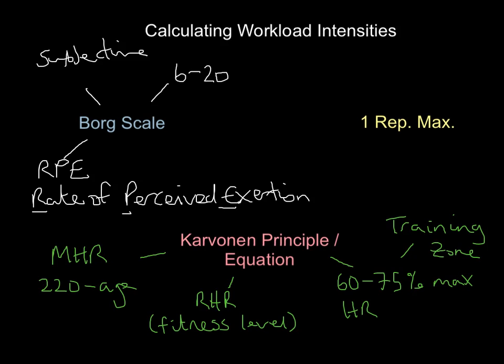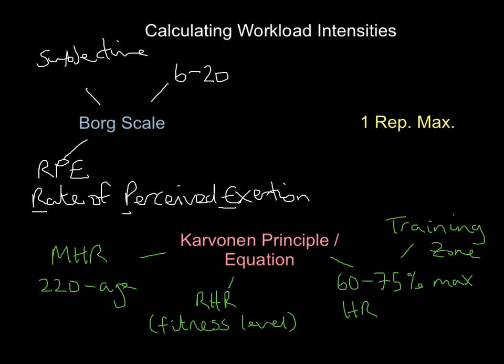We have had it in the past, a question that says, how would you calculate the workload intensities for a continuous training program? Now, what that wanted was for you to talk about Borg scale and Karvonen, but not the 1 rep max. What is a continuous training program? It's where you work for long periods of time without rest and you work at a set pace. That's got nothing to do with weights and reps and sets and things like that. So that question only wanted you to refer to Borg scale and Karvonen. So please read the question.